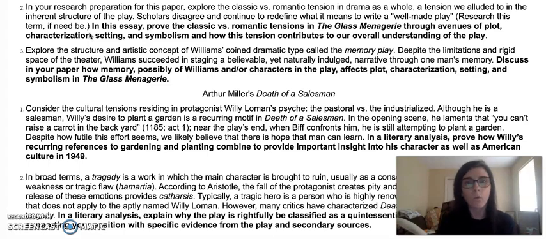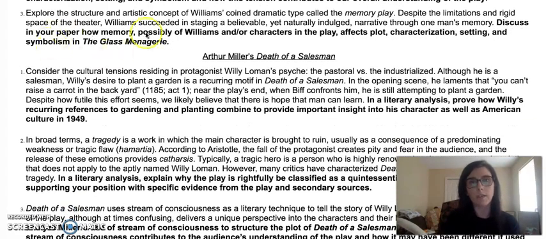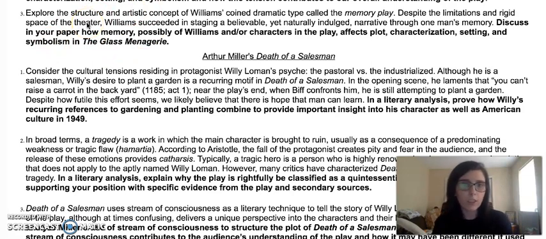All right. And then for The Glass Menagerie, third choice up here: explore the structure and artistic concept of Williams' coined dramatic type called the memory play. I talked to you all about this in the Tennessee Williams lecture. Despite the limitations and rigid space of theater, Williams succeeded in staging a believable yet naturally indulged narrative through one man's memory. Argue in your paper, possibly of Williams and or characters in the play, how memory affects plot, characterization, setting, and symbolism. You would choose three. In The Glass Menagerie.